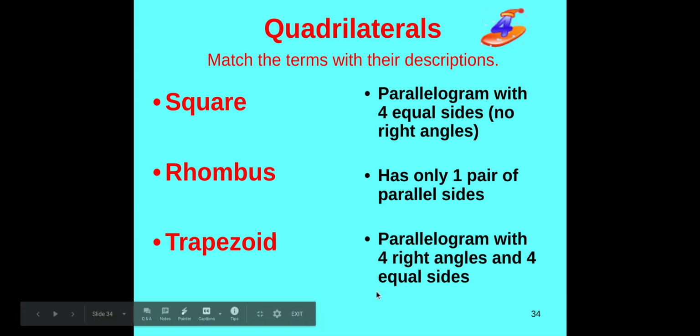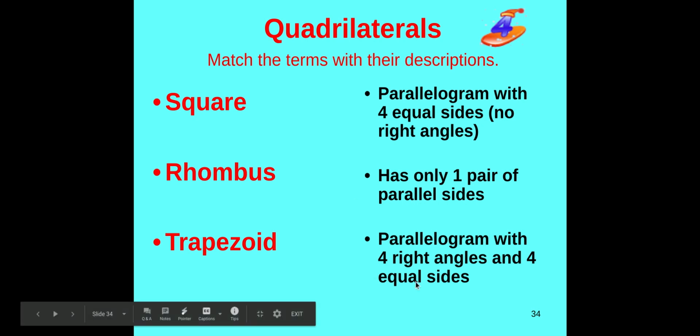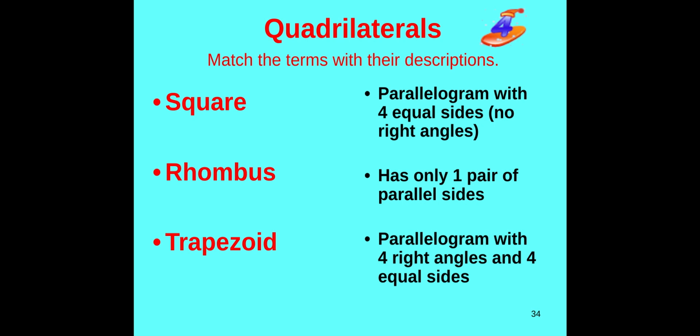And our last description is a parallelogram. So the top and bottom are parallel and the two sides are parallel. And it has 4 right angles, perfect L-shaped corners, and 4 equal sides. So I want you to take a minute and think about which of these descriptions would match a square. Think about a square. Our match for square is a parallelogram with 4 right angles and 4 equal sides.